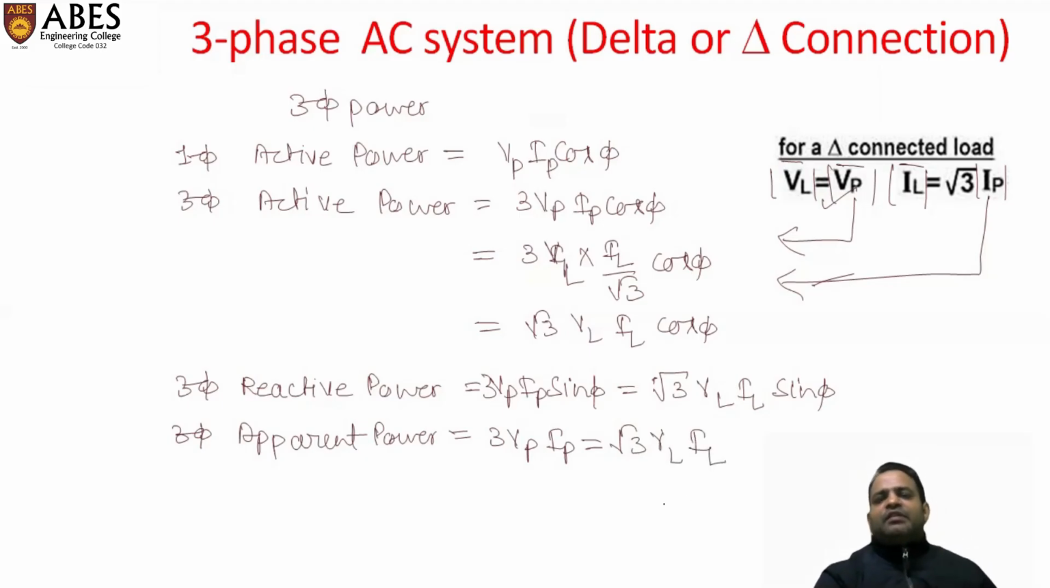In such a way, we can find the relationship between voltage and current of line and phase quantities, and correspondingly the power. In the next lecture, we will discuss the numericals of delta connection.